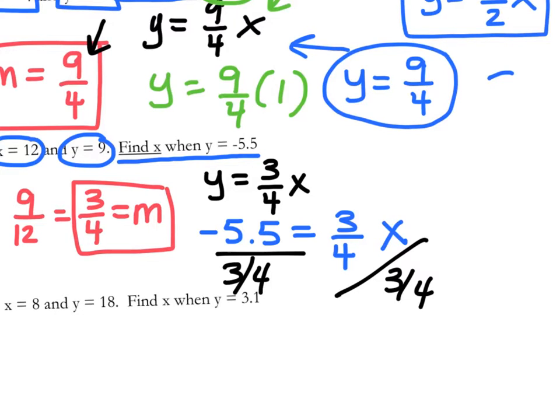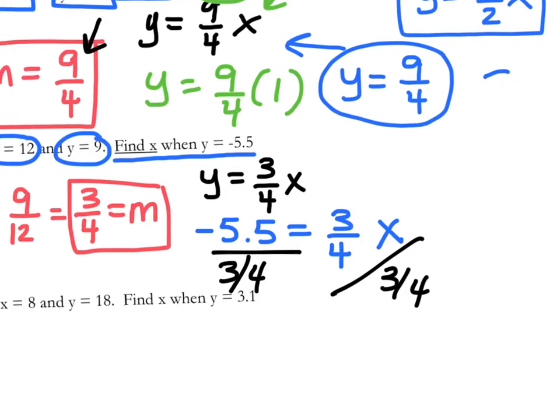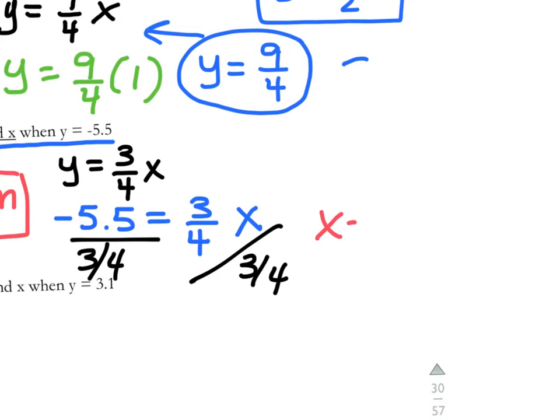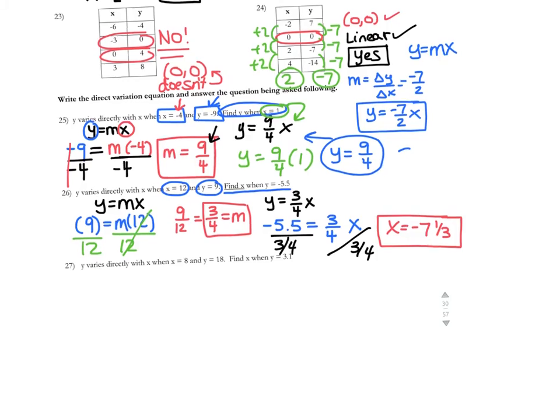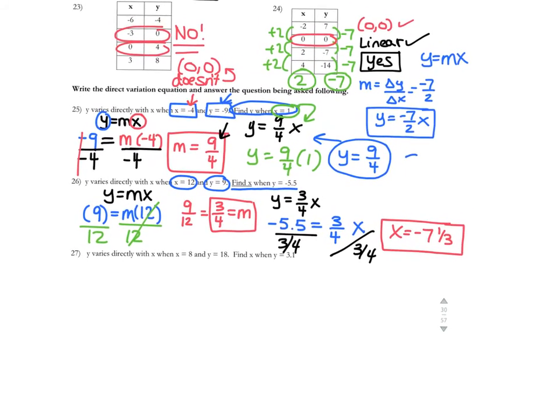If you're not sure how to do that, you can always ask me. I would probably change it to a decimal, to be honest. So -5.5 divided by 0.75. You should get negative 7.3 repeating, which is negative 7 1/3. Definitely not the prettiest answers, but that's the gist, you guys.